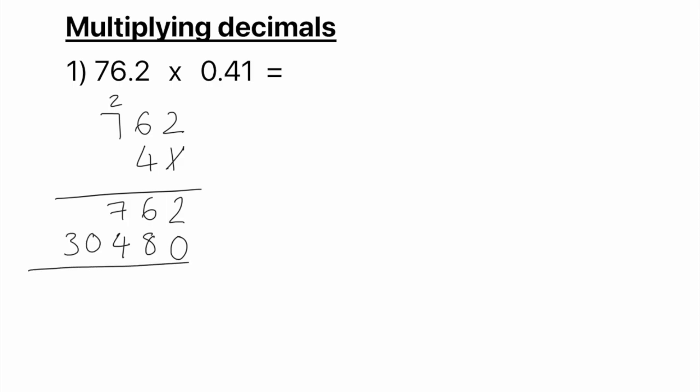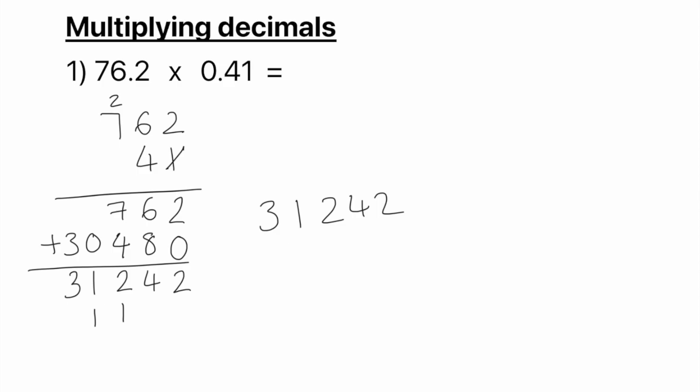And now what we do is we add these together. So 0 plus 2 is 2, 8 plus 6 is 14, 7 plus 4 is 11, plus the 1 is 12, 1 plus 0 is 1, and then 3 on its own would be 3. So currently our answer stands at 31,242. However, we need to add the decimal back in because it's a decimal based question.